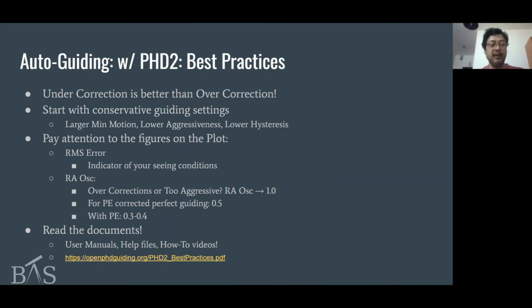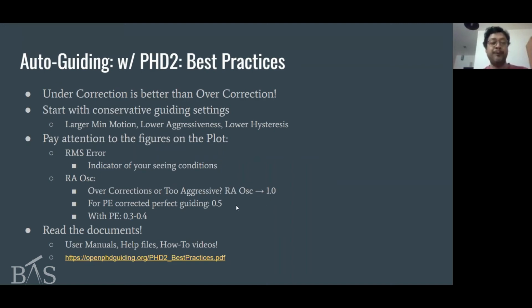On the other side, RA oscillation is basically the probability or odds that your next RA movement is going to be in the opposite direction of the last RA movement. If you're overcorrecting or too aggressive in your guide parameters, what happens is a zigzag pattern. You make an east correction, the next correction will be at the west, and then again east, and then again west. This zigzag pattern means overcorrection, and your RA oscillation will tend towards a value of 1.0.